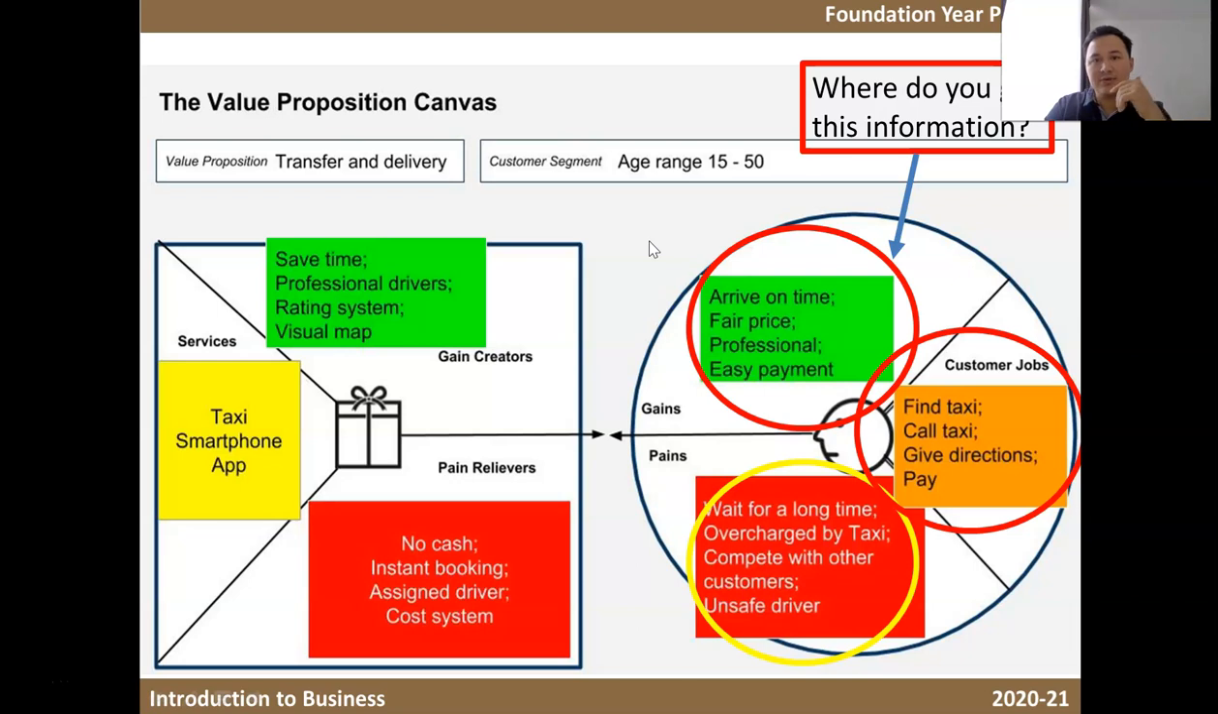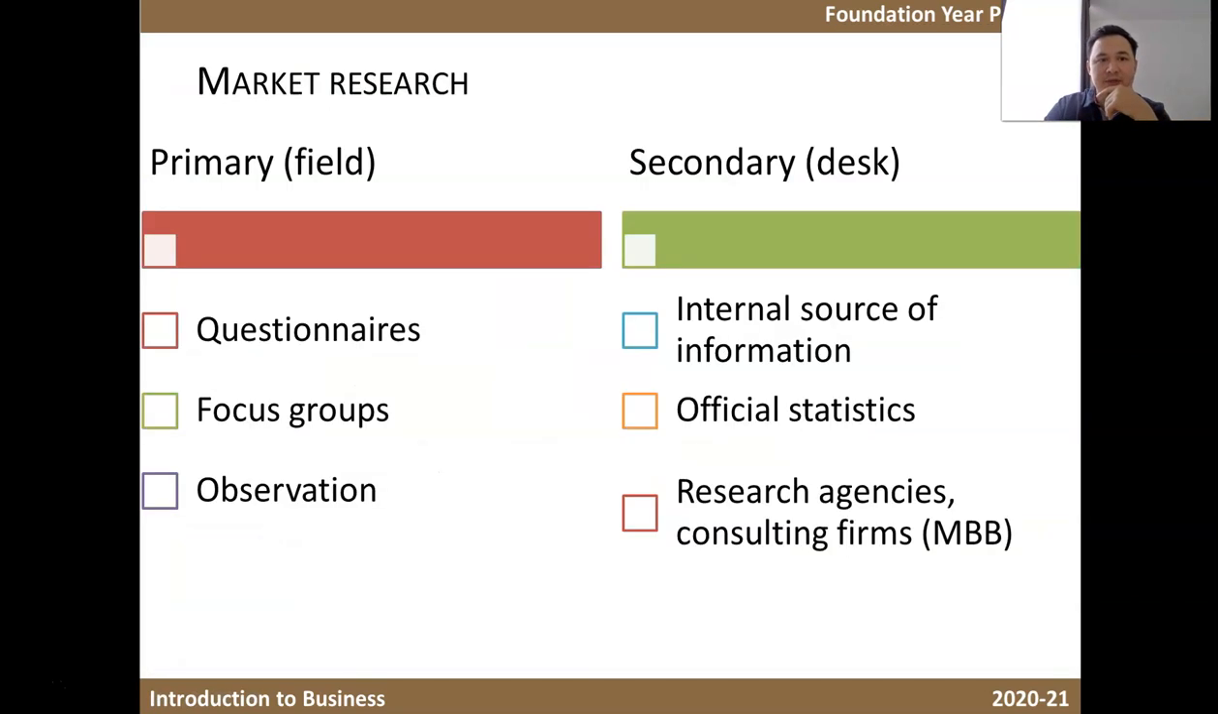Okay, so the next question is, where do we get this information? So there are two types of market research. The first one is called primary, and the second one is called secondary. So primary is when you get the data from the source itself. So you ask the very customers, the very end users, the consumers.